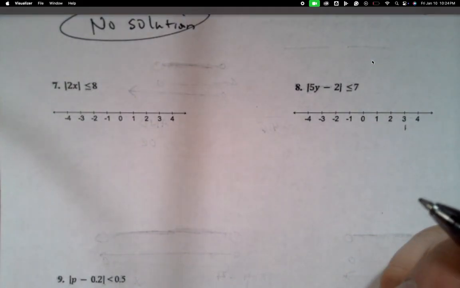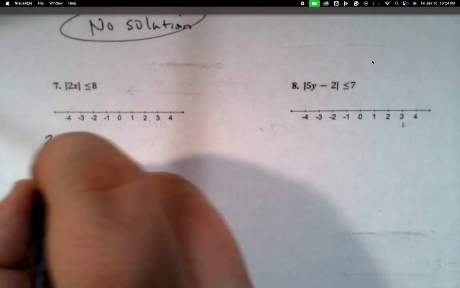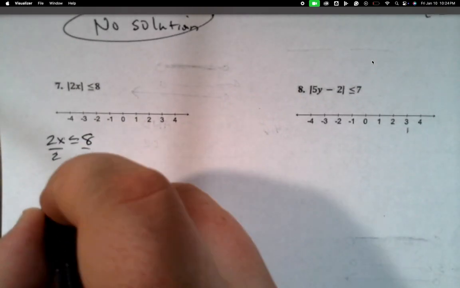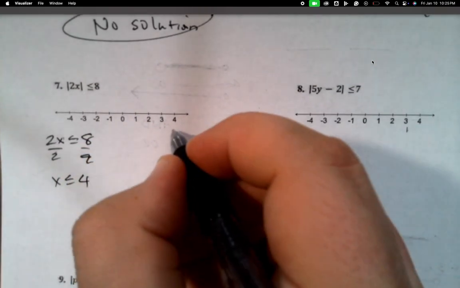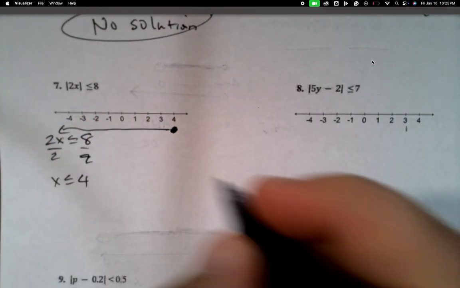Okay, number 7. The rest of them are ands, in fact, 7, 8, and 9. These are all ands. So we do 2x less than or equal to 8. Divide by 2. We get x is less than or equal to 4. So we put a closed dot at 4. Shade it to the left.